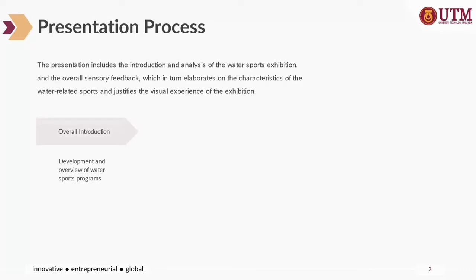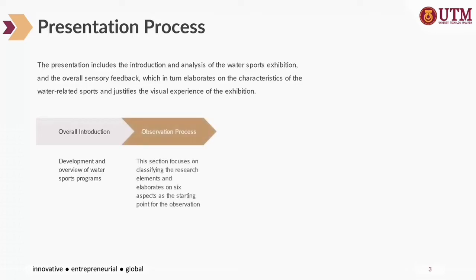In this part, it is a macro-level introduction to the development and types of water projects, providing theoretical support for the subsequent discussion. And it would also cover the development and overview of water sports programs. Following that, the second part is the observation process. In this part, it focuses on classifying the research elements and elaborates on 6 aspects as a starting point for the observation.